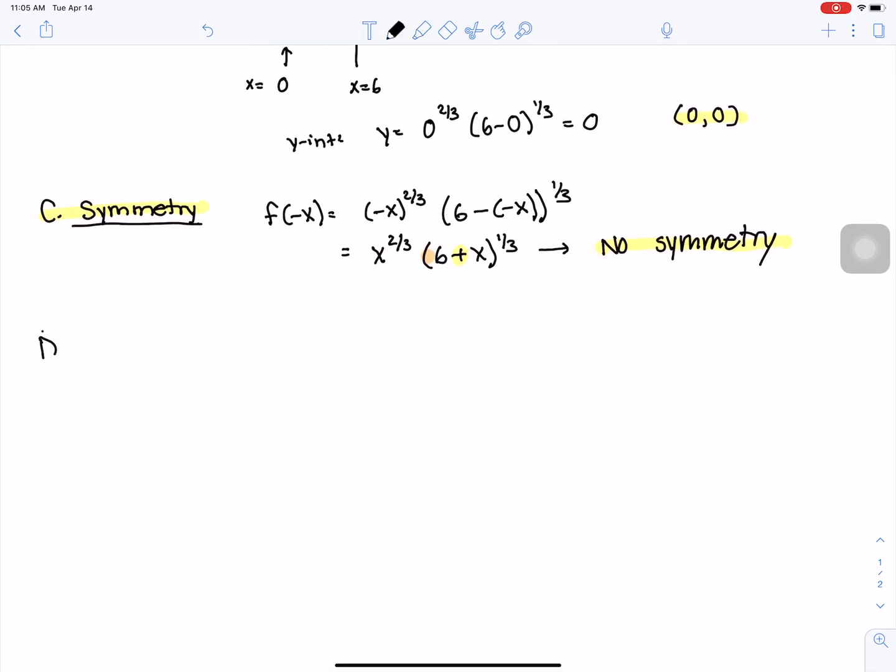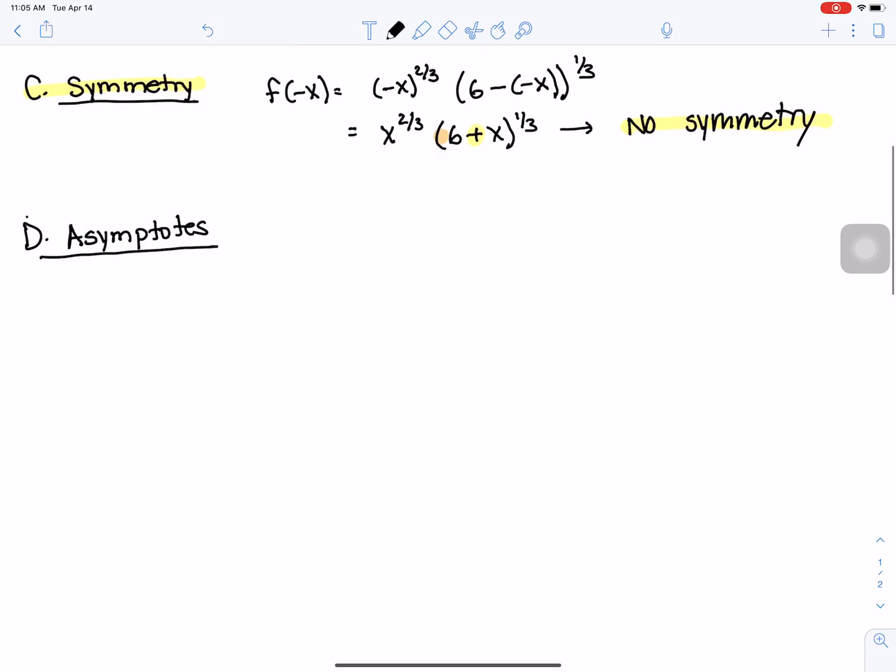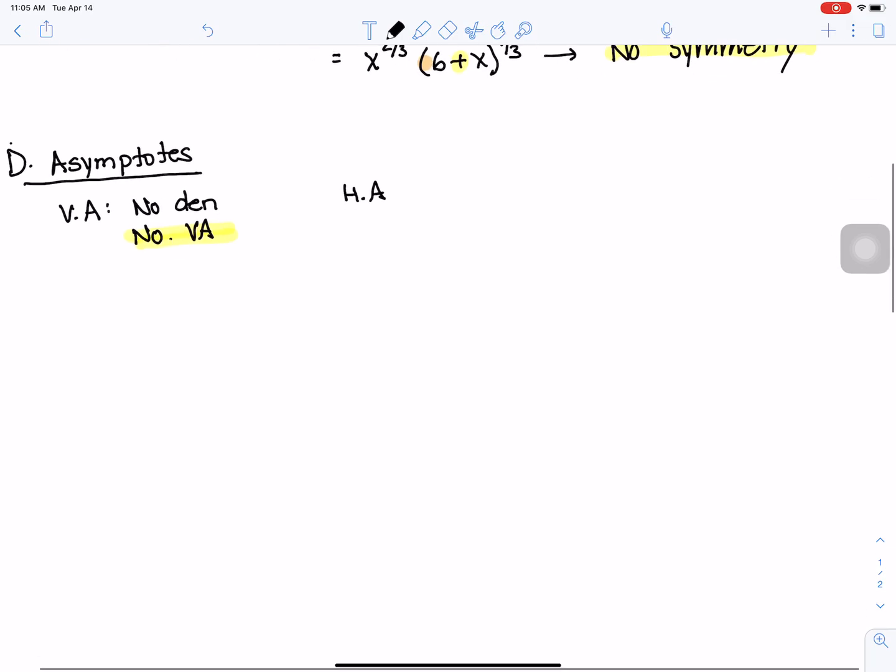D, we're going to do asymptotes. Now again, at some point you want to start sketching the information. I'm going to do it after I'm done with my asymptotes. So for the vertical asymptotes, there is no denominator. That means there are no vertical asymptotes. We don't have to make this more complicated. So no vertical asymptotes. Horizontal asymptotes, in order to determine them, we need to do two limits.